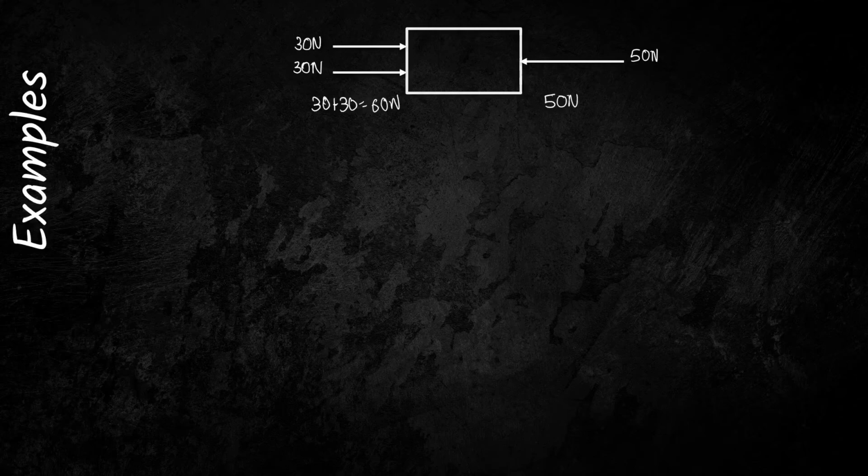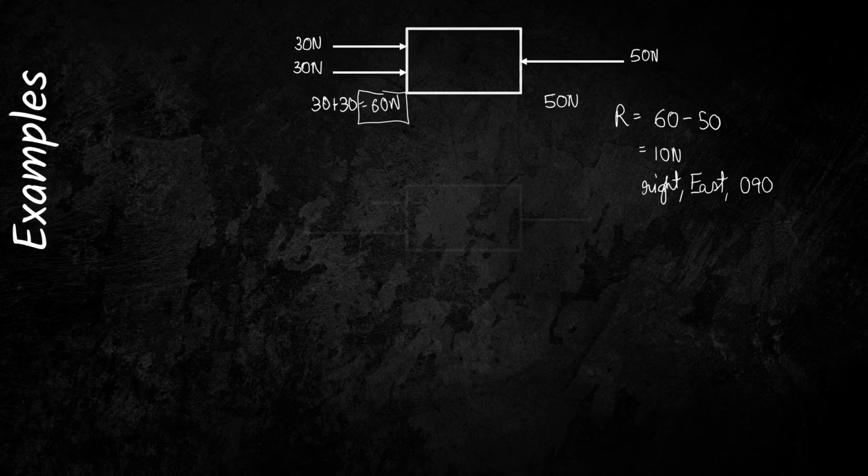Now, because both the forces are acting in opposite directions, the resultant is going to be 60 minus 50, which is equal to 10 Newtons, where of course the 60 Newton force is the larger one, hence the resultant is going to be in the right direction. We can also say east, or we can say bearing 090. All right. That's the first example of multiple vectors in the same or different directions. Let's take a look at another example.